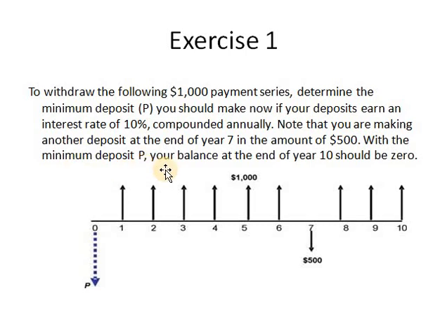With the minimum deposit, your balance at the end of year 10 would be 0. What I mean by the statement is that the amount that you're going to deposit is going to be equal to the amount that you're going to withdraw. Whatever you put in your bank account, you will be earning interest on it. That will allow you later to make the following withdrawal. So this is the idea that you should keep in mind.